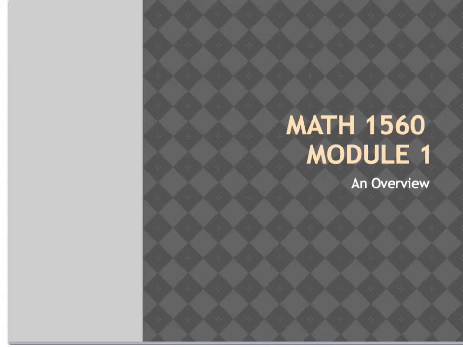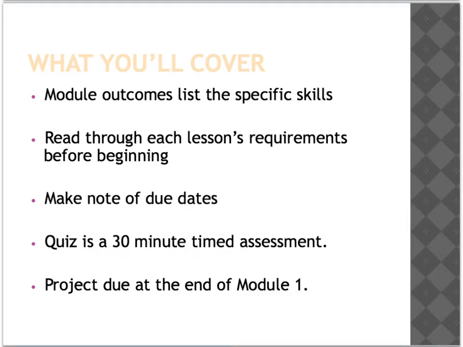This is just a real quick overview of what you're going to experience in Module 1. At the top of the module, you'll be able to read the outcomes. Those are the specific skills you're going to learn. I highly recommend you read all 5 lessons requirements. That will give you an idea of how to budget your week. Make particular note of all the due dates. Remember that each assignment has a different due date, so make sure you budget that time.